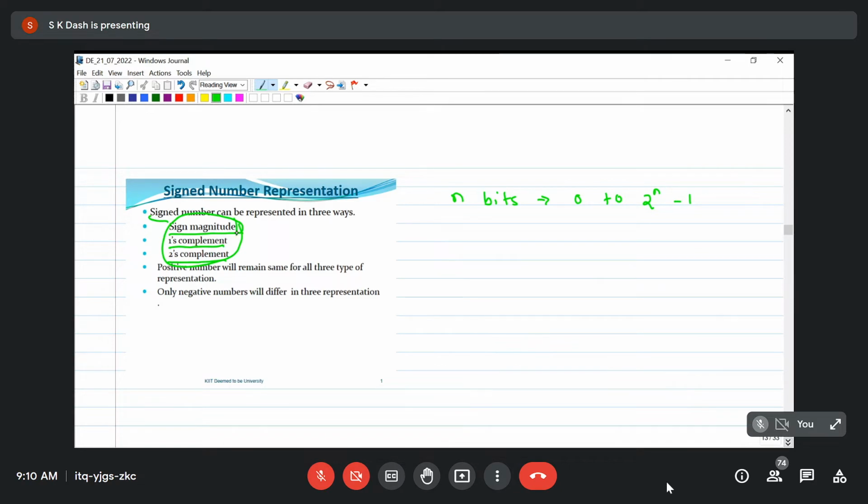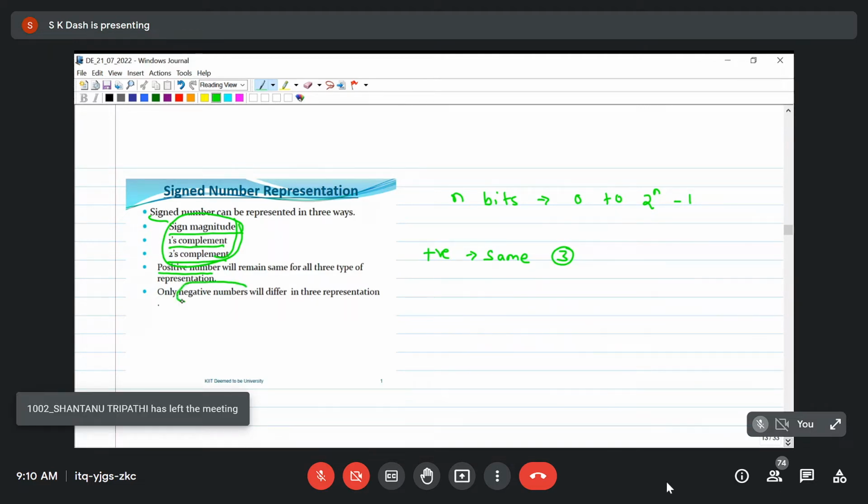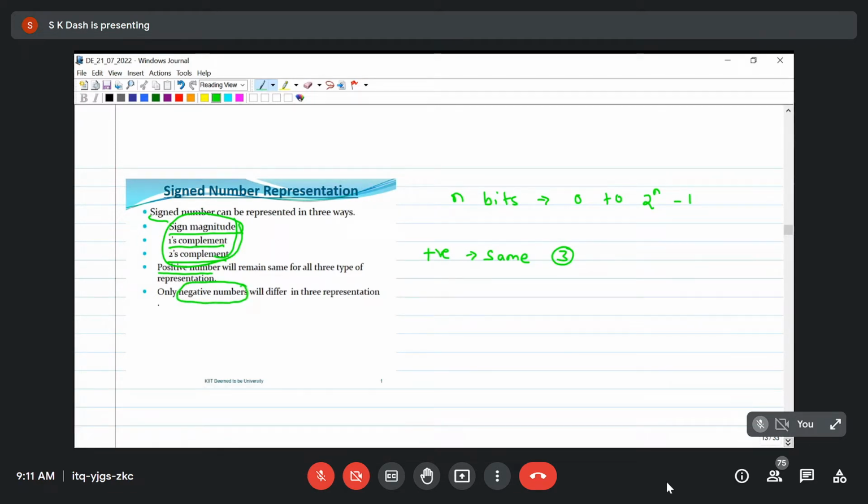In all three representations, the positive number will remain the same. Whatever combinations we assign will remain the same for all three representations: sign magnitude, one's complement, two's complement. Then where will they differ? They will differ only for negative numbers. So in negative numbers, they will differ. So let us see.